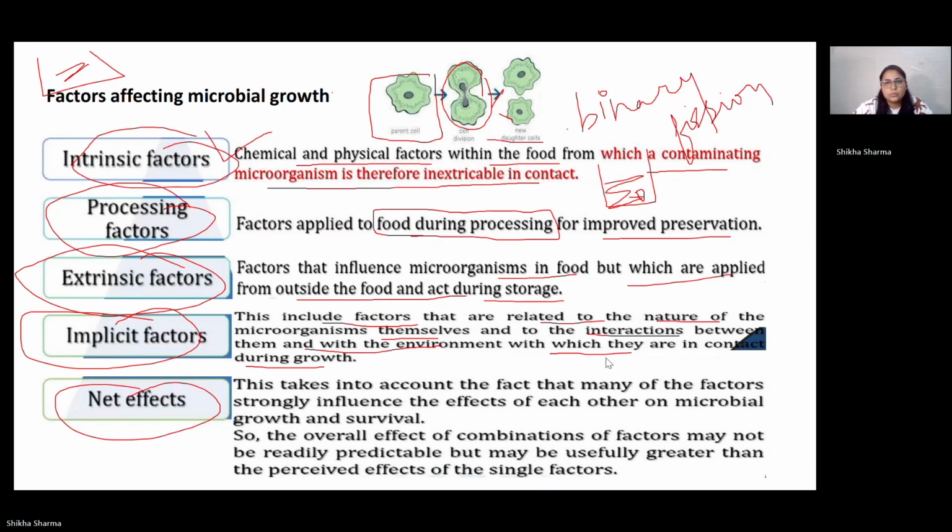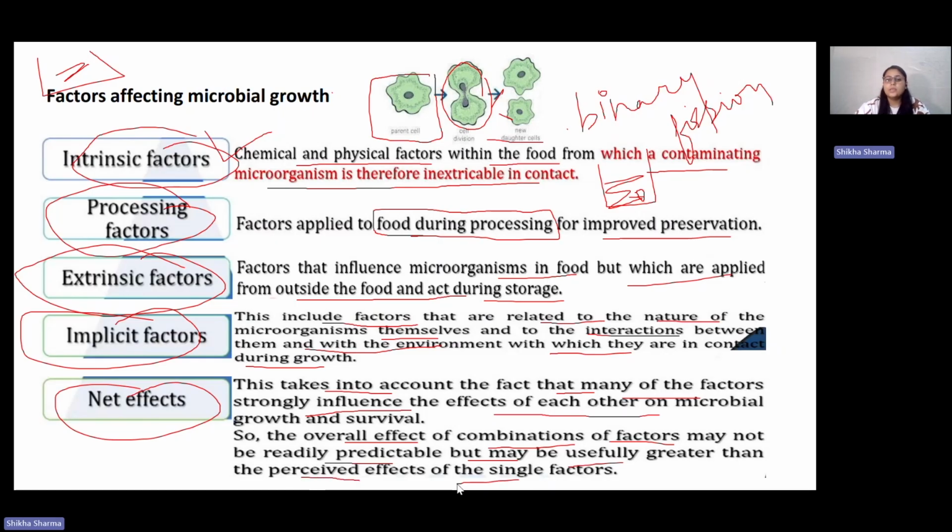So these are the implicit factors, and the net effects are the overall effects of all these. This takes into account the fact that many of the factors strongly influence the effect of each other on microorganism growth and its survival. So the overall effect of combinations of factors may not be readily predictable, but may be greater than the perceived effects of the single factor.